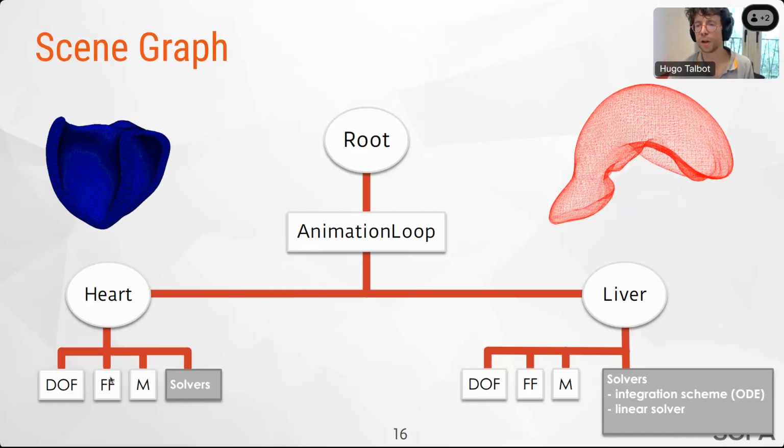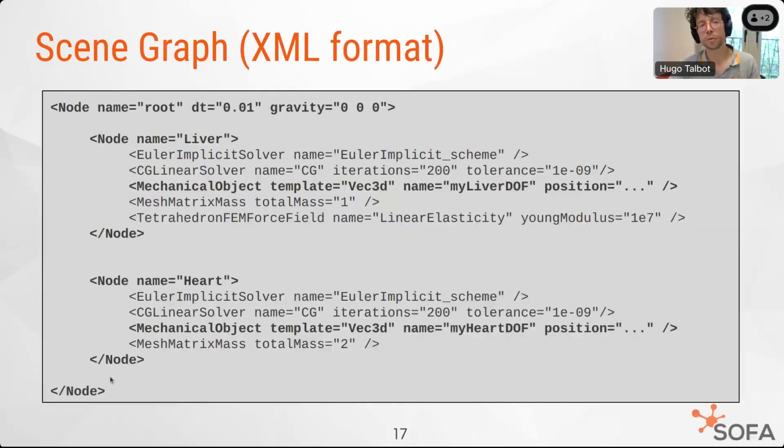This is the first specificity of SOFA. That's how it looks here in XML. You will see a node opening, the root node again, containing the time step of the simulation. You can even define the gravity applied on the whole simulation. And as you can notice, one subnode for the object lever and another subnode for the object heart.